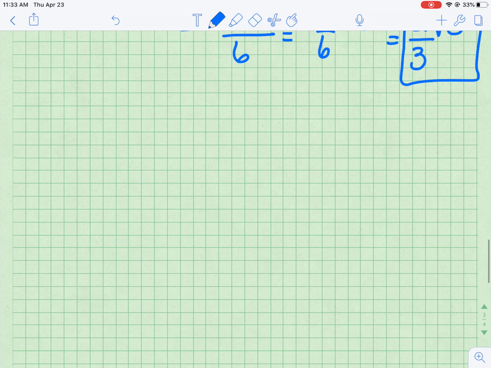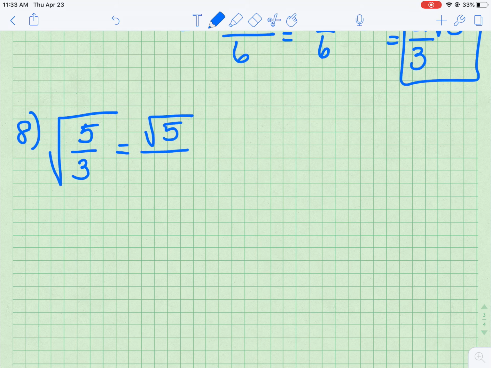Okay, let's go to number 8. Number 8 is the square root of 5 over the square root of 3. Let me say that again. It is the square root of 5/3, which I'm going to rewrite as the square root of 5 over the square root of 3.